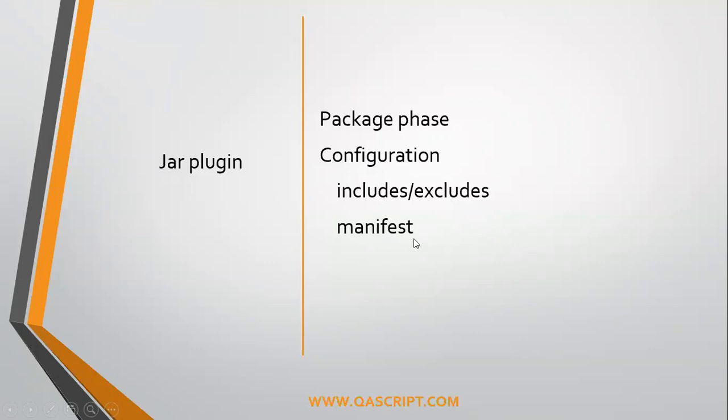Among many others, the two most important ones are the includes, excludes configuration and the manifest configuration. In the includes, excludes, you can either include any files or exclude any files from your package by mentioning the file types in the configuration. And then manifest. Manifest is a file which contains some metadata about your project, right? By default, it is already present in the jar file when you run the package phase. But if you want to create and package your own manifest file, you can mention it in the configuration.